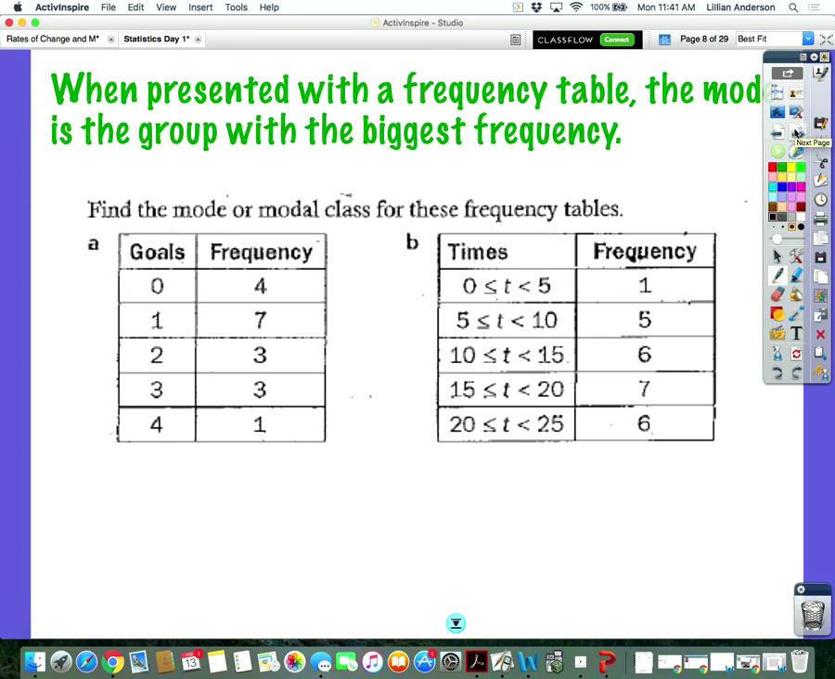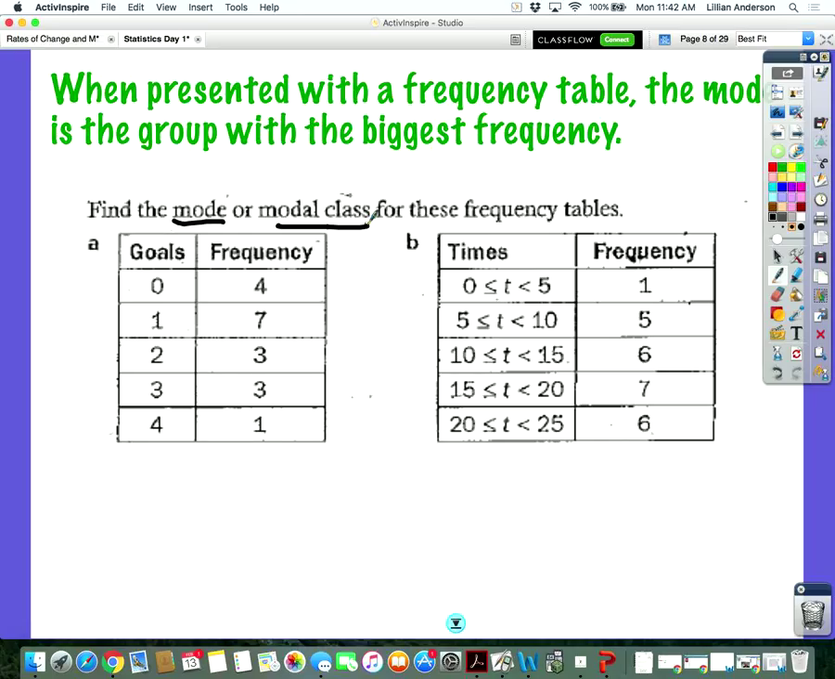Before anyone asks, could you have 2 modes? No. In the IB exams, there's only going to be 1 mode. So if you create your table or analyze your data and come up with 2 modes, you need to double check because you probably overcounted. When it's presented in a frequency table, the mode is the group with the largest frequency. It says find the mode or modal class. These mean the exact same thing. The modal class is the class that has the most.